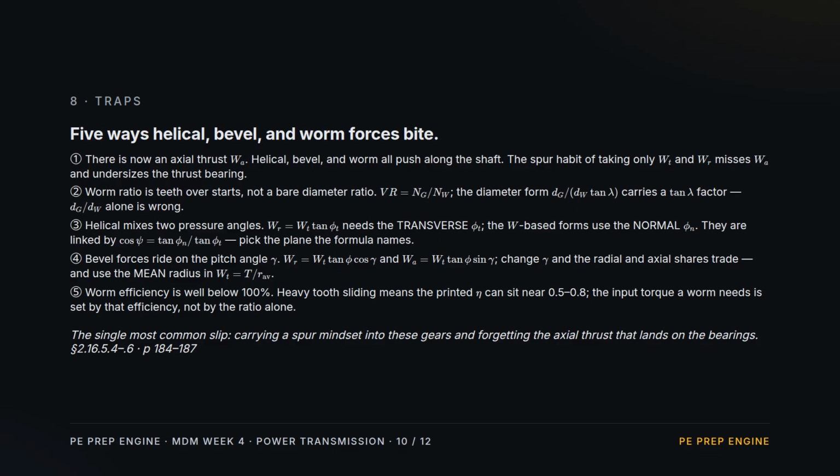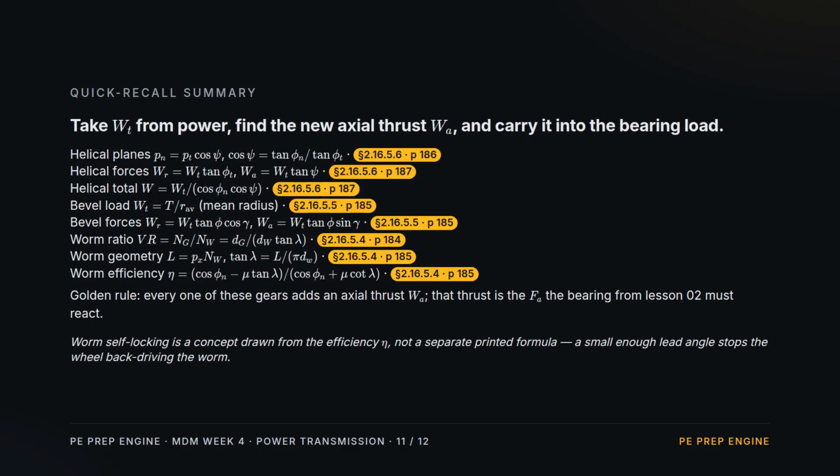3. Helical mixes 2 pressure angles. The radial force needs the transverse angle, while the total force set uses the normal angle. Pick the plane the formula names. 4. Bevel forces ride on the pitch angle, and the tangential load uses the mean radius, not the large end radius. 5. Worm efficiency is well below 100%, so the input torque a worm needs depends on that efficiency, not on the ratio alone.